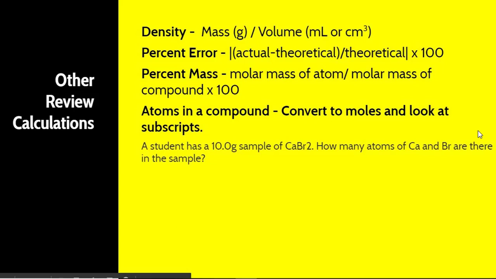Density is mass divided by volume. Remember that mass can be in grams. That mass can be in kilograms. Volume is either milliliters or centimeters. Milliliters is if it is a liquid. Centimeters cubed typically if it is a solid.